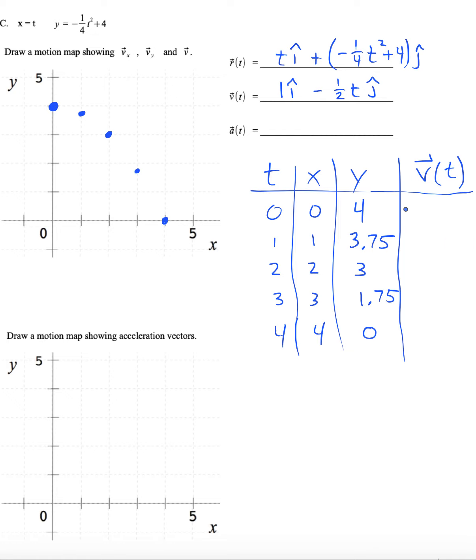So when t is 0, we're going to get 1i, and there won't be a j component, because if you plug in a 0 there, it'll eliminate the j component. Here, when t is 1, we're going to get i minus 1/2 j. If t were to be 2, we would get i minus j. If t is 3, we'll get i minus 3/2 j, and so on.